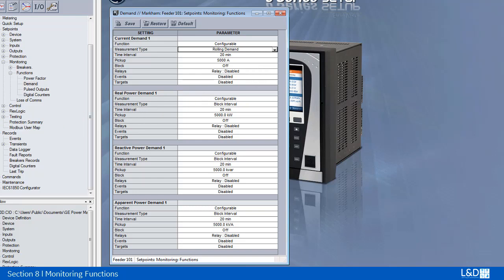The current demand for each phase is calculated individually, and the demand for each phase is monitored by comparison with a single current demand pickup level.